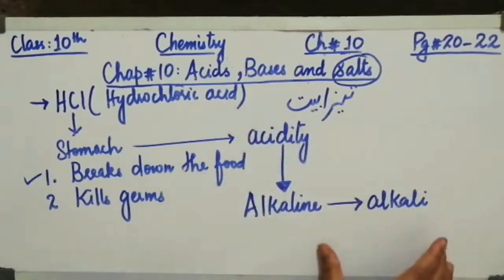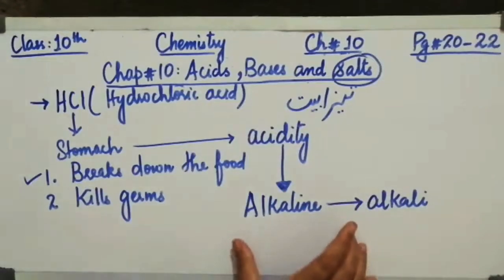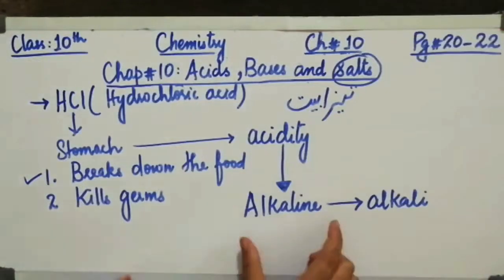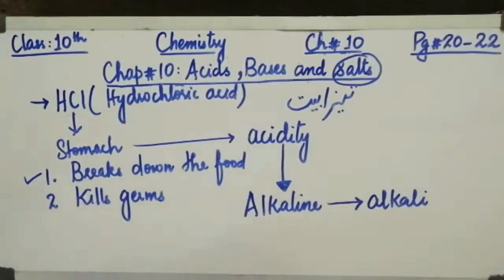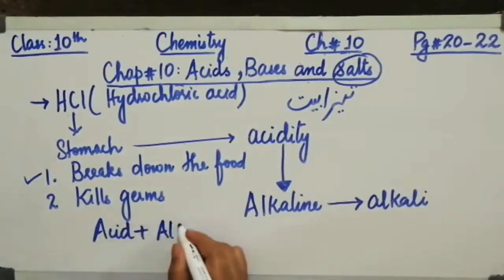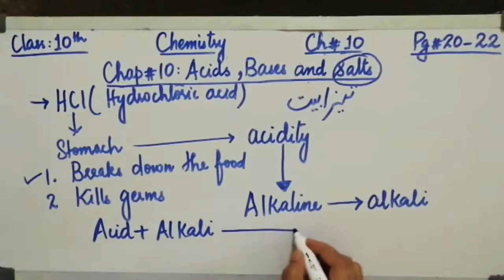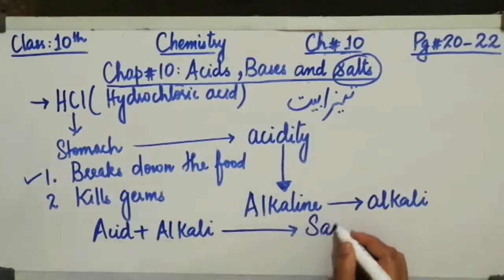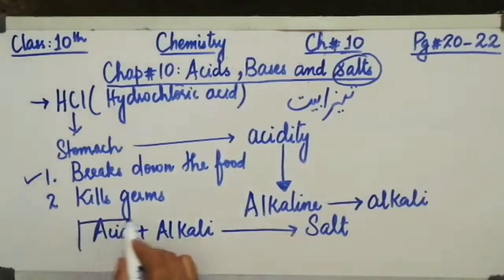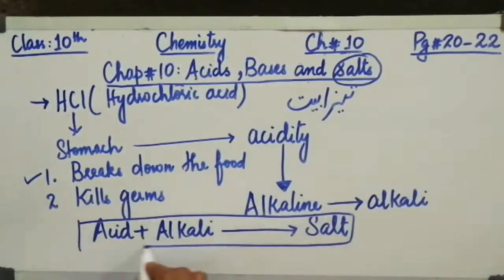And when finally the person gets this alkaline solution as medicine or as prescription that is normally given by the doctor, then what happens? A reaction takes place in the body between the acid and alkali. And by the reaction of acid with alkali, a new substance is formed in your body which is called a salt. So this is the short summary or introduction of the whole chapter in which you are going to study acids, bases, that is alkali, and salts as well.